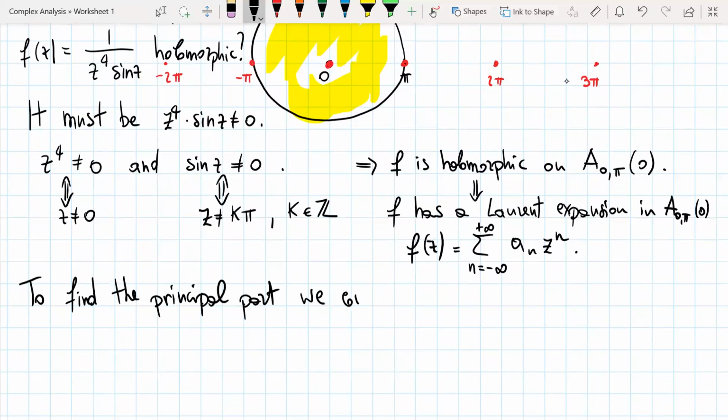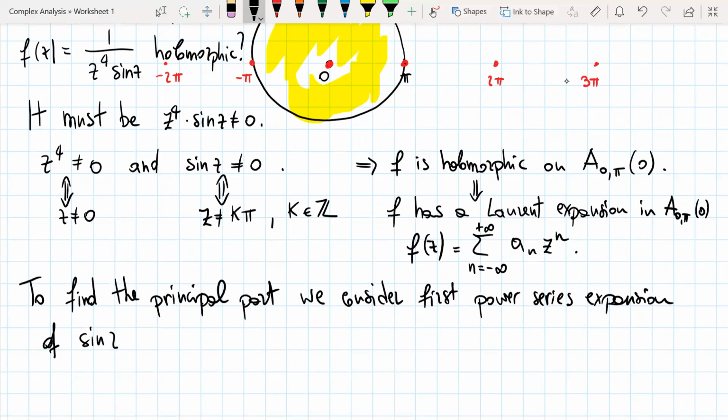we consider first the power series expansion of sine of z around z0 equal to 0. So what is this expansion? This is given by z minus z cubed divided by 6, which is 3 factorial. And then we have plus z to the 5th power divided by the factorial of 5, which is 120.